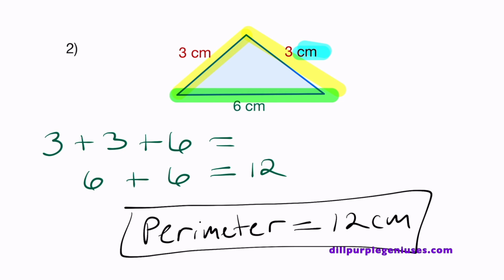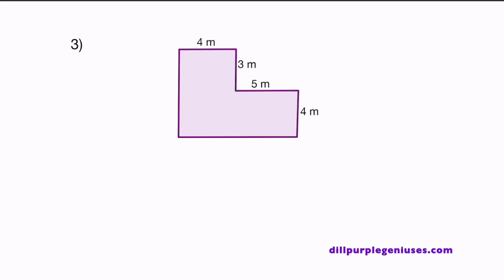Let's look at number 3. In number 3, we have a different type of situation. Most of the sides are labeled except for 2. This side isn't labeled as well as this one. I'm going to show you how you can find the missing sides.